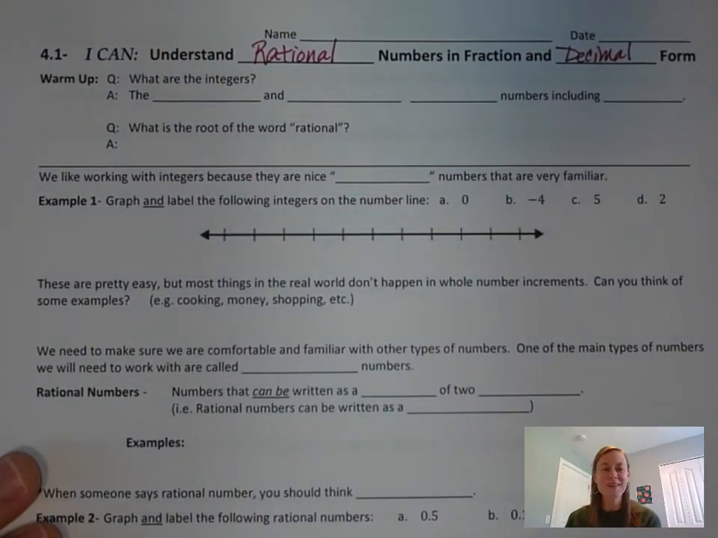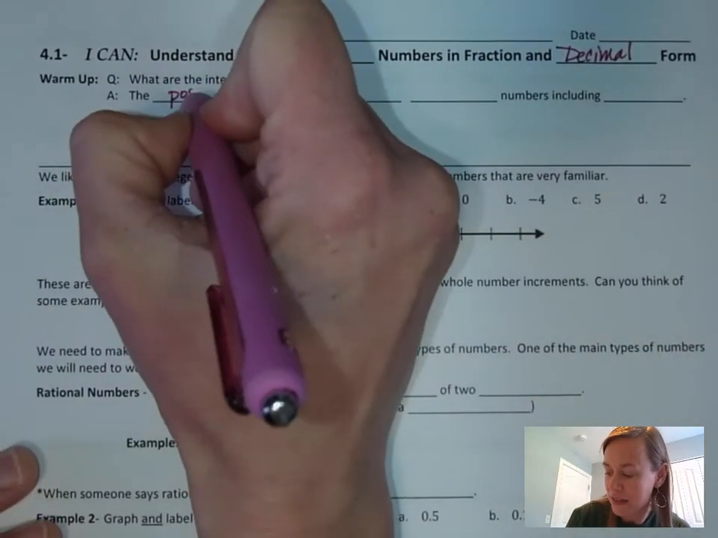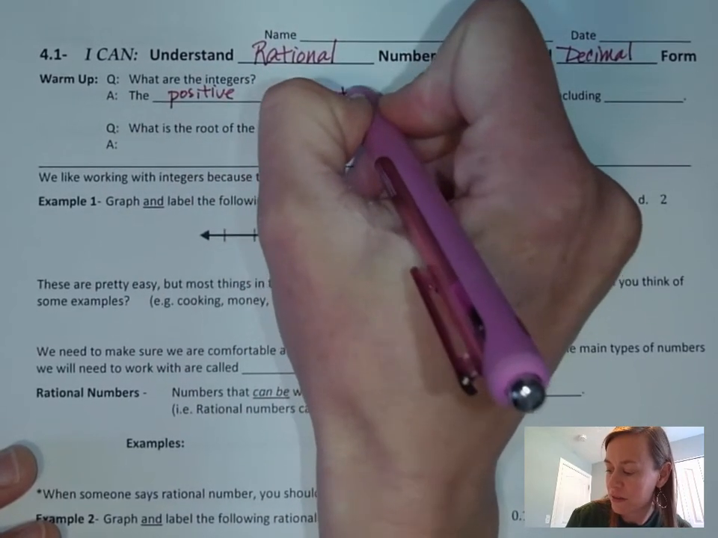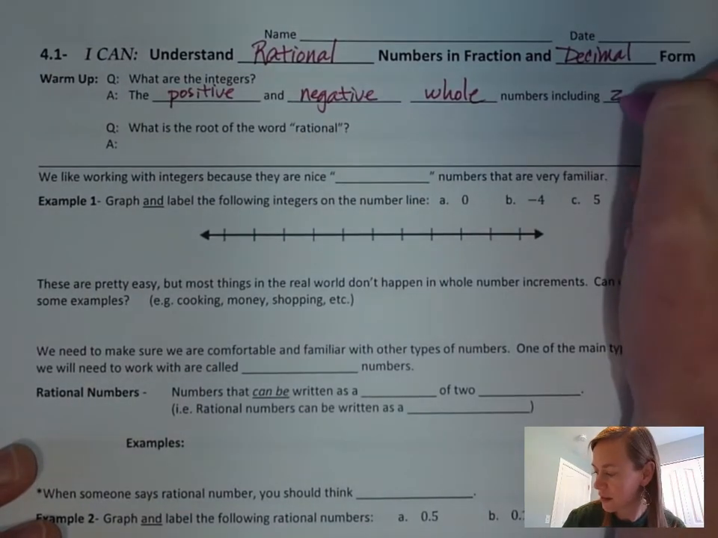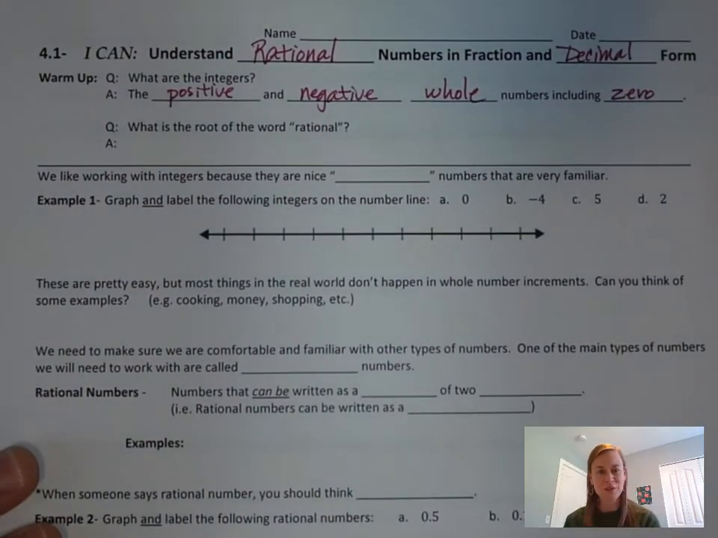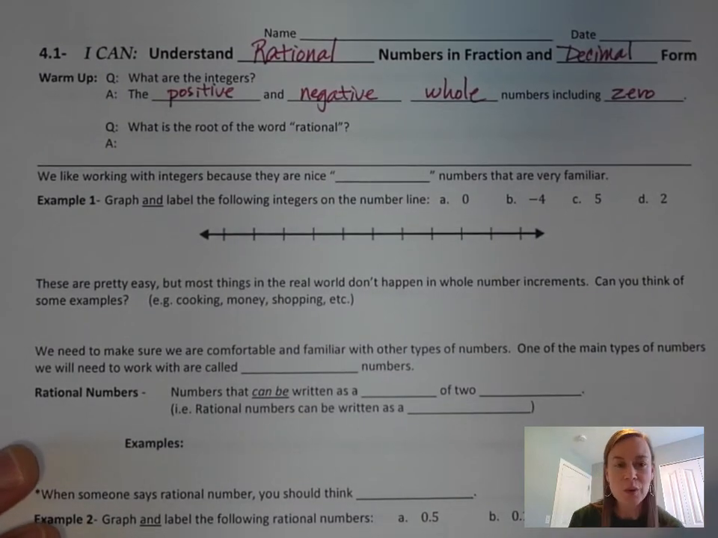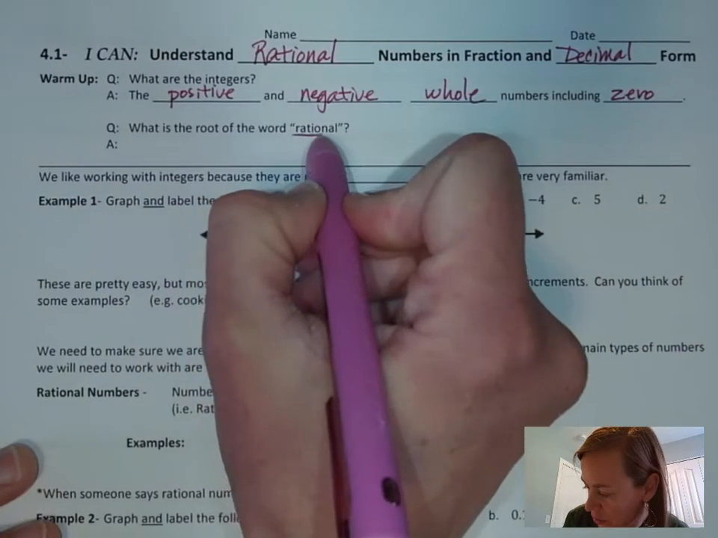All right, so first of all in the warm-up, just a little bit of review. What are the integers? Integers are the positive and negative whole numbers, including 0. Okay, and if you remembered that, that is awesome. Good for you. Now, what is the root of the word rational? It's right here. Do you guys know this word ratio?